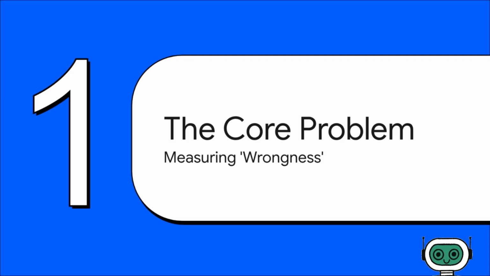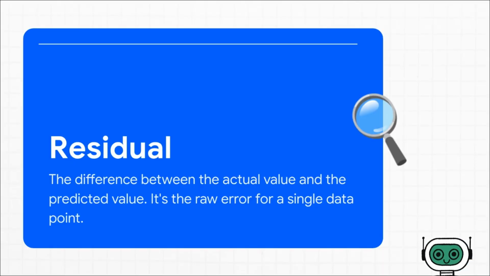To figure out how good a model is, we first have to get really clear on how wrong it is. And every single evaluation metric, no matter how complex, starts with one fundamental building block. That block is called the residual. It's nothing fancy. It's just the gap between the true value and the value your model predicted. For every single data point, you get one residual. This raw error is the material we use to build everything else.